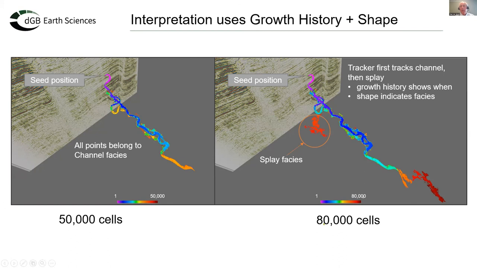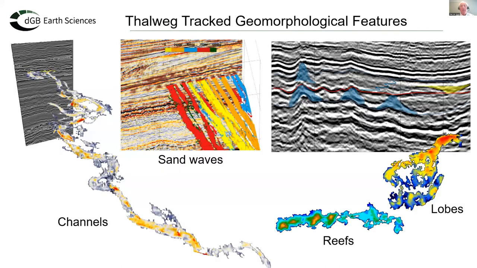But if I track it for 80,000 cells, then at some point, it will start spilling into another facies. And this is clearly a splay facies. So I know now where the splay is, and I can just redo it to get a body which should not spill into a next facies. And in this particular way, I can use this tracker for finding geomorphological features like channels, sand waves, but it also works in carbonates like reefs and all kinds of different features.